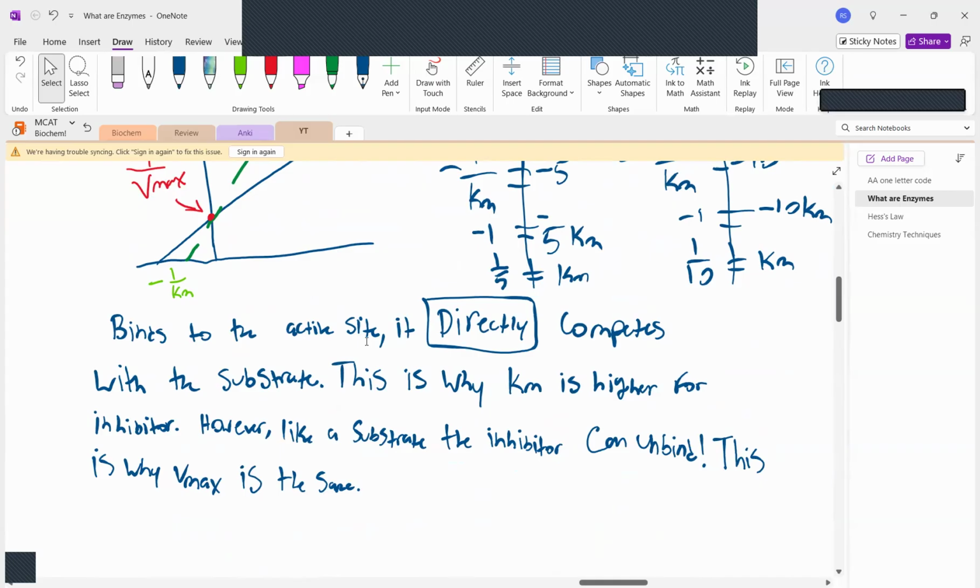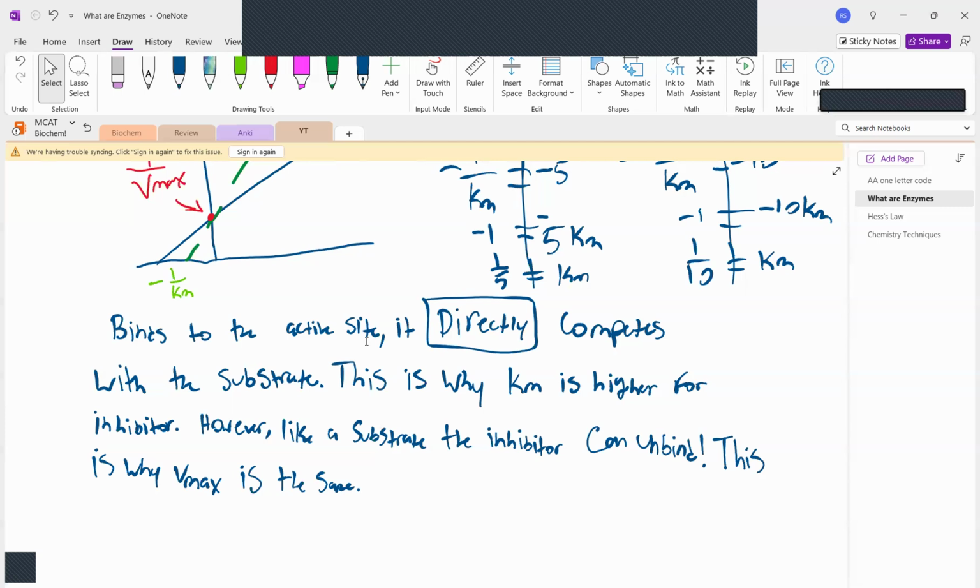So it's not the allosteric site, which is kind of like the sneaky trap door in a way. It directly competes with the substrate to bind to the enzyme. So this is why the Km is higher for the inhibitor, just because you need more in order to reach that 1/2 value. However, like a substrate, the inhibitor can unbind.